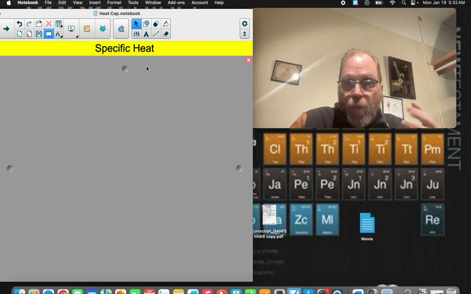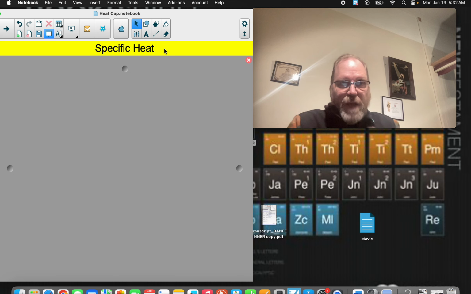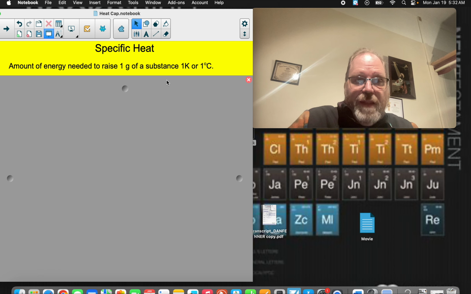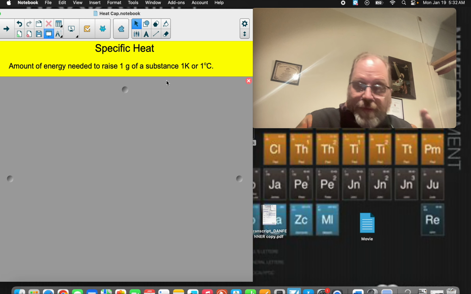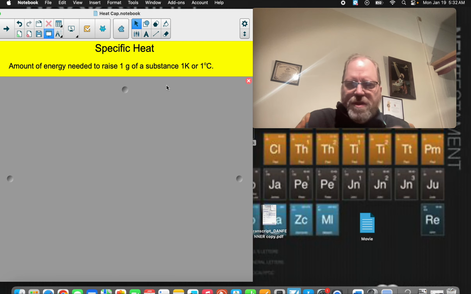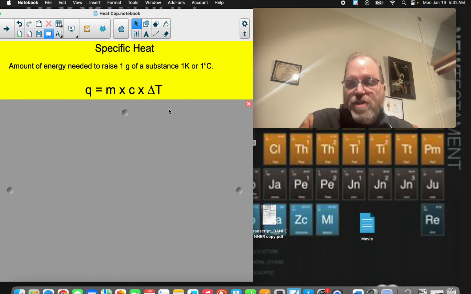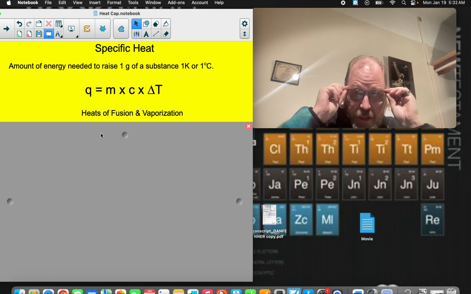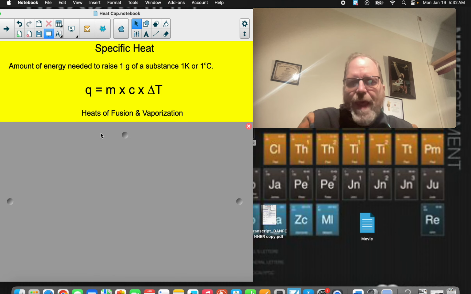Now, the other concept we didn't talk about, heat of fusion and heat of vaporization, we're going to include as well. Looking at specific heat, again, it's the amount of energy needed to change 1 gram of a substance by 1 degree Celsius, or 1 Kelvin, same value. A Kelvin and a degree Celsius are the same thing. Now the equation. I'm making it Q instead of delta H because this is Chem 2, advanced chemistry. It's equal to M times C times delta T. We didn't discuss heat of fusion and heat of vaporization this year, but I'm going to show them to you now.